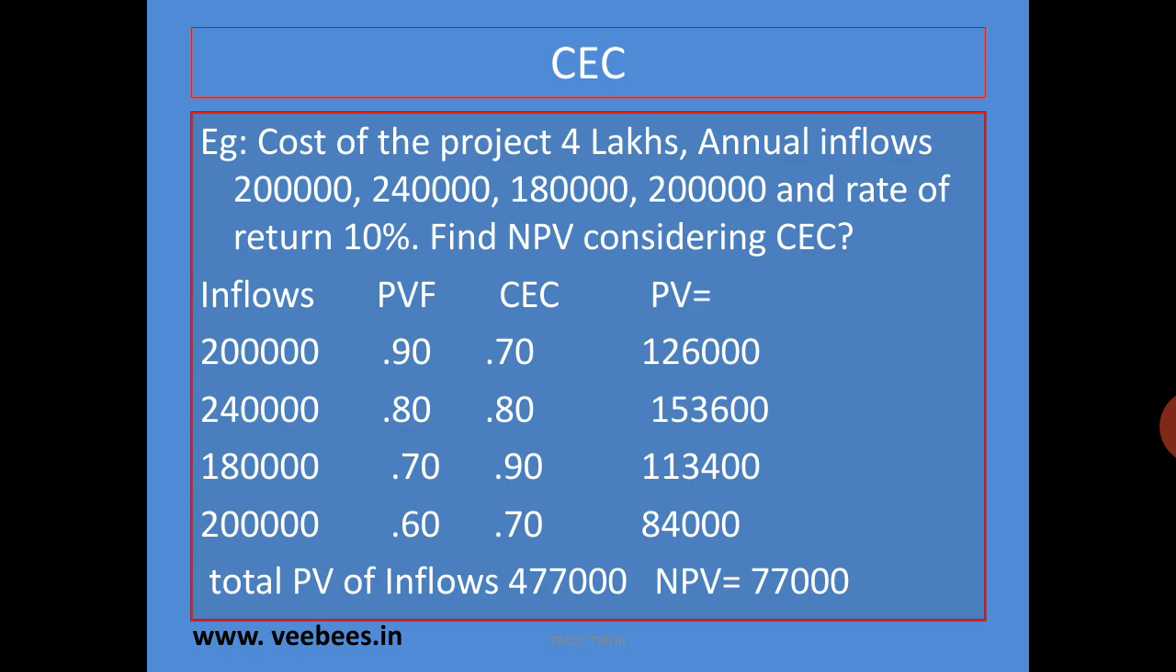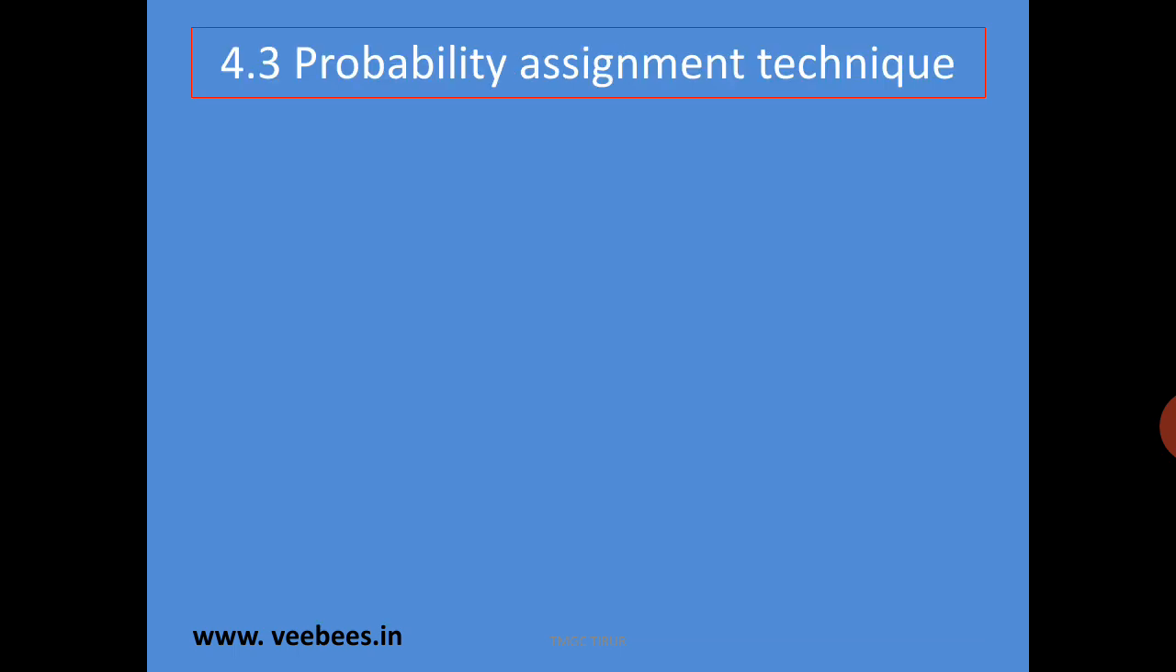So in the CEC method, we simply provided one more additional column, that is CEC, and we multiplied cash inflows with the PVF and also with the CEC to calculate PV. This is how the CEC method is used.